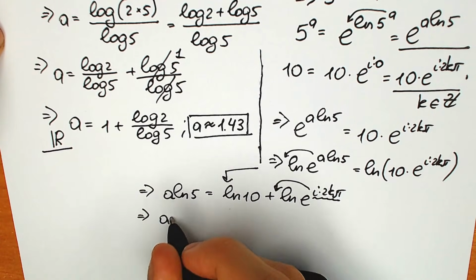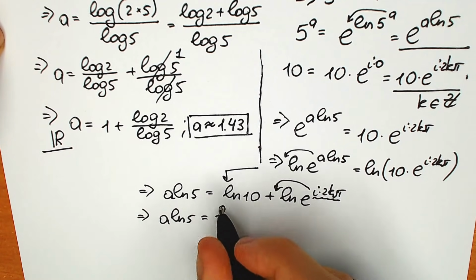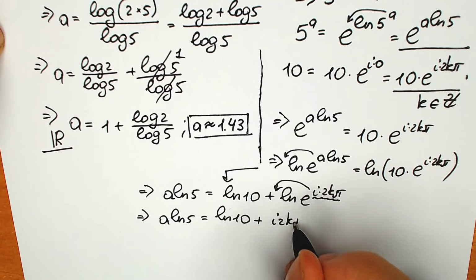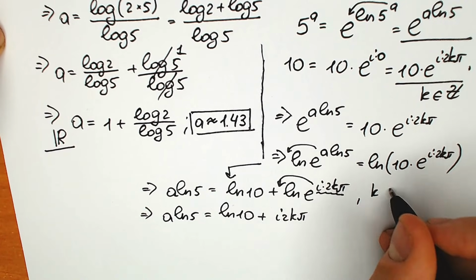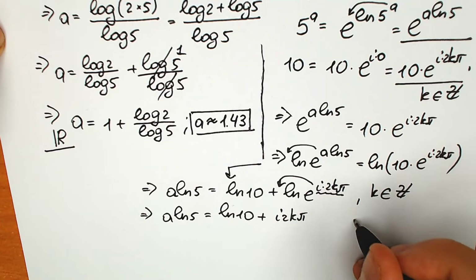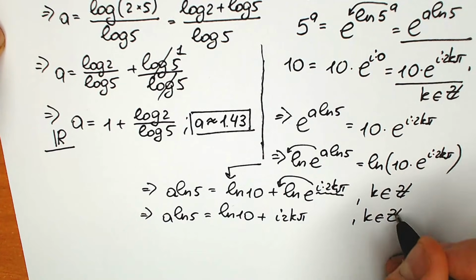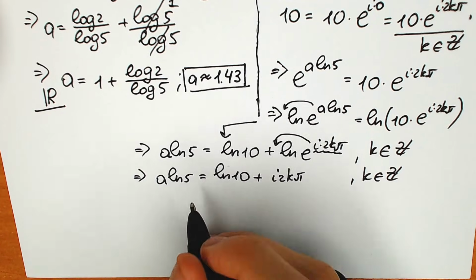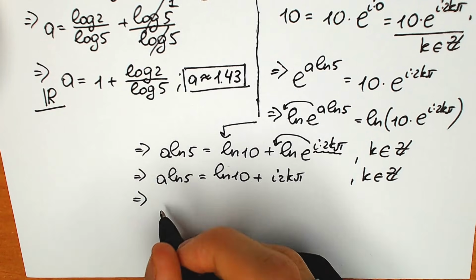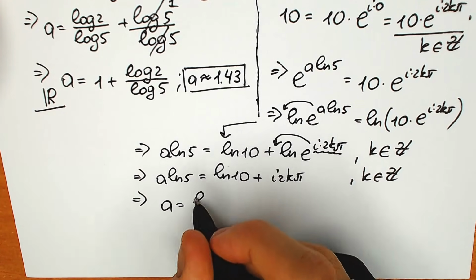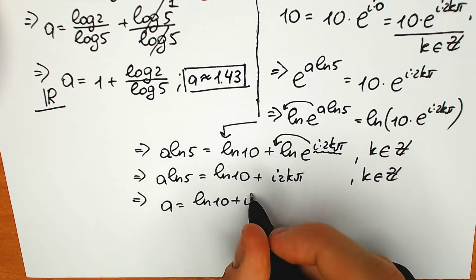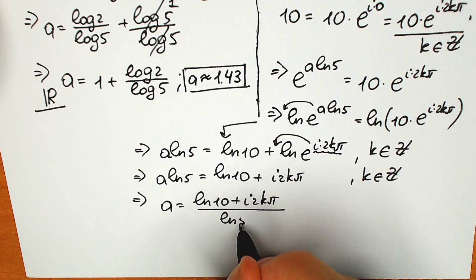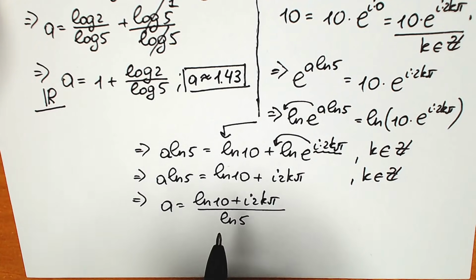So we have a times natural log 5 equal to natural log 10 plus i 2k pi. And of course, at every place, we need to write that k is from this set. And of course, the last step, we need to divide our numerator by natural log 5. So our a equals natural log 10 plus i 2k pi, all over natural log 5. This is our answer, and of course I'm going to underline that.